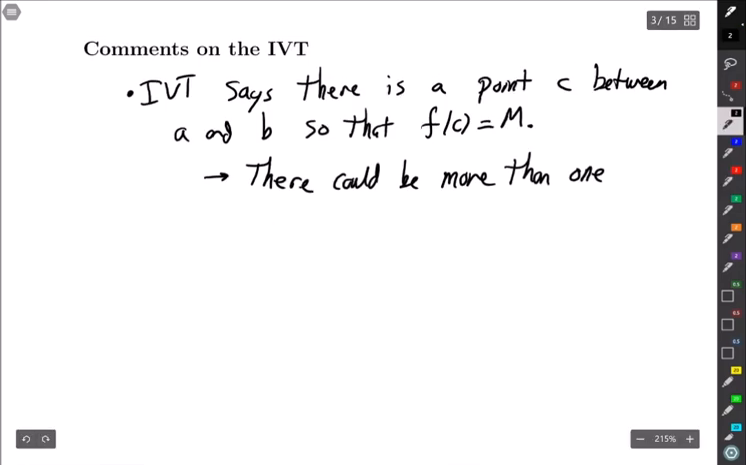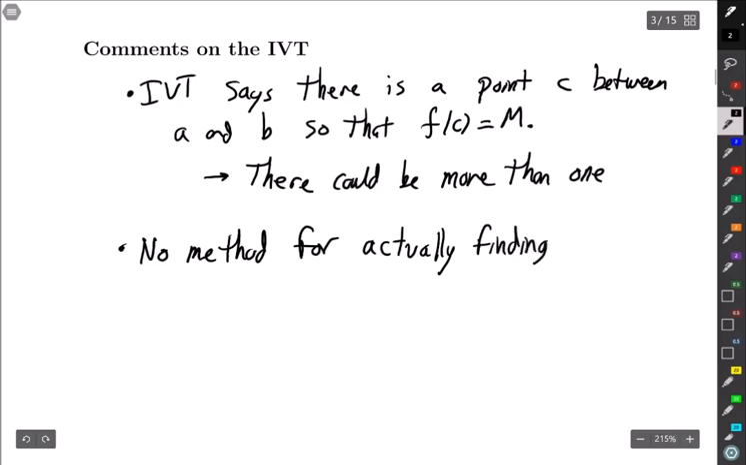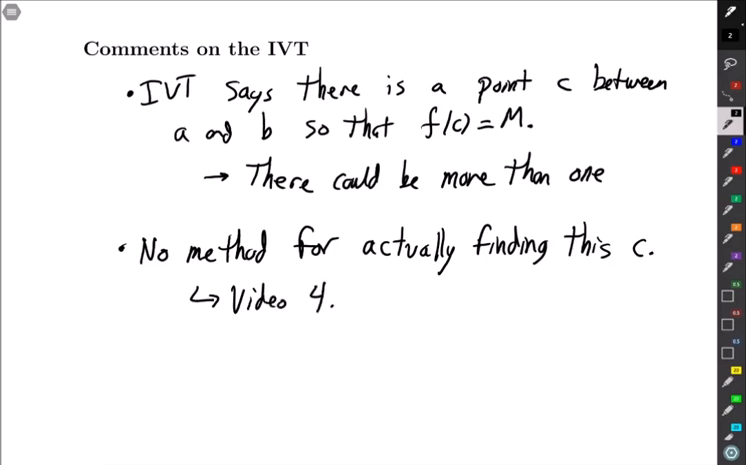Second point about the IVT. It gives no method for actually finding the C. Right? It says it's there somewhere, but it doesn't say much about how to get there or what to do with it. We'll do a little bit of this in the 4th video here. But the statement as is gives us nothing towards how to actually find that C.